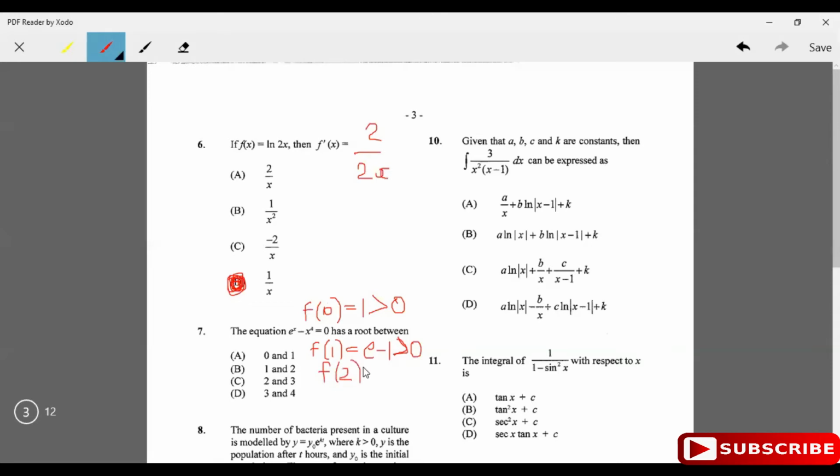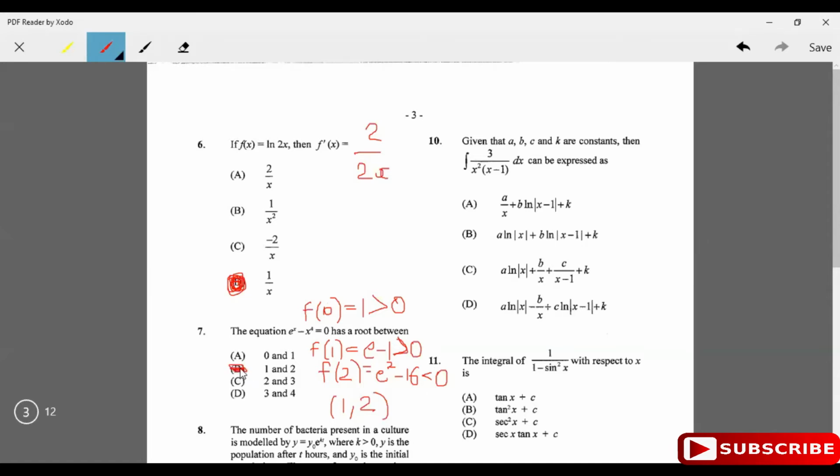f of 2 now is going to be e square minus 2 to the 4th power, which is 16. Now e square is something like 2.7 square, that's roughly 5.6 point something. So I get 5.6 minus 16, which is negative, less than 0. And so therefore, by the IVT, the root lies between 1 and 2.